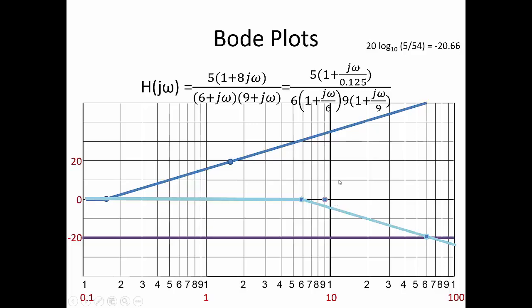Finally, we have this term with a 9. It's right here. It'll be flat till we get there. Go forward 1 decade. It's in the denominator. Go down 20 dB. Put a dot. Play connect the dots. Okay, we've got all the elements. Now we need to add them.